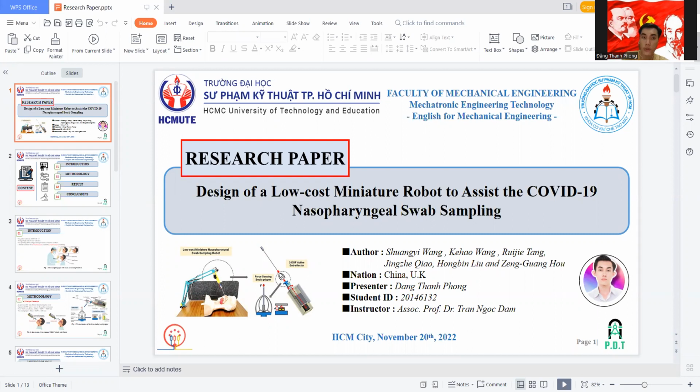Today, I would like to present a research paper with the topic of design of a low-cost miniature robot to assist the COVID-19 nasopharyngeal swab sampling. Below is some information of the research paper in blue: author, nation, presenter, student ID, and instructor.